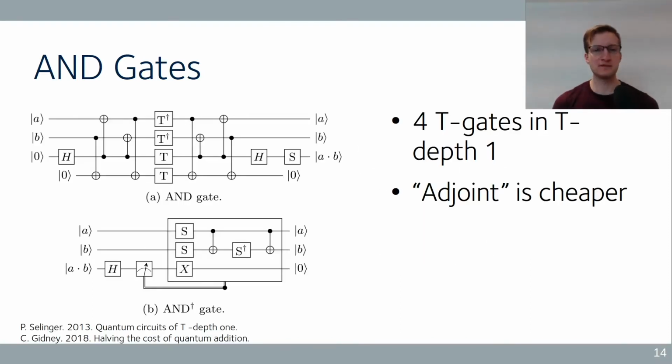So this was published a while ago, and so we only need 4 T-gates in T-depth 1 to do an AND gate, and this is in comparison to 7 T-gates for a Toffoli gate. And the adjoint is actually much, much cheaper. We can do it without any T-gates at all, and just with a measurement.